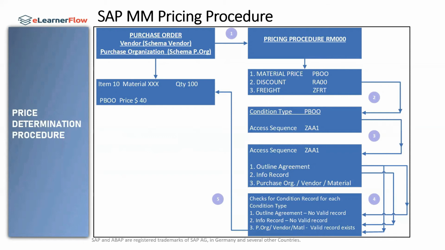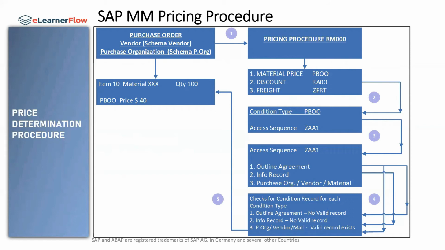The moment you enter the purchase organization, the system now knows what is the vendor that you entered, and this vendor has been assigned to a particular schema group vendor, and purchase organization has been assigned to a schema group purchase organization. For this combination, a particular pricing procedure has been assigned in the configuration. So now, since the system knows the combination of schema group vendor and schema group purchase organization, it now knows which pricing procedure to be picked up and picks up the relevant pricing procedure.